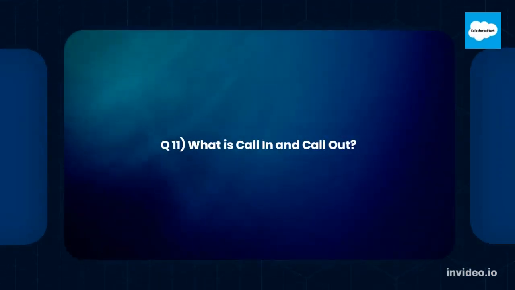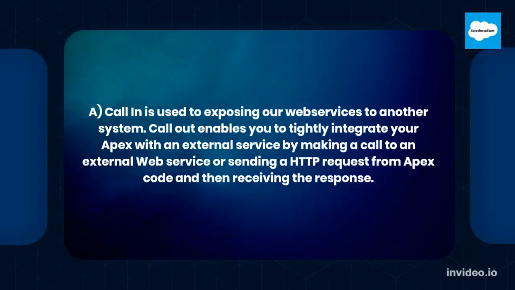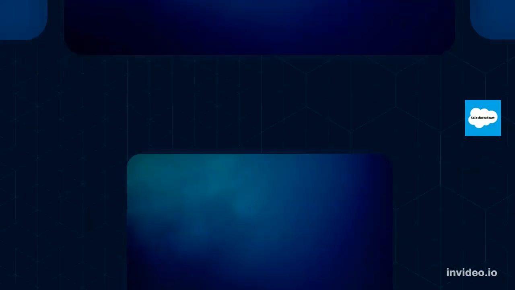Question number 11. What is call-in and call-out? Answer. Call-in is used for exposing our web services to another system. Call-out enables you to tightly integrate your Apex with an external service by making a call to an external web service or sending an HTTP request from Apex code and then receiving the response.